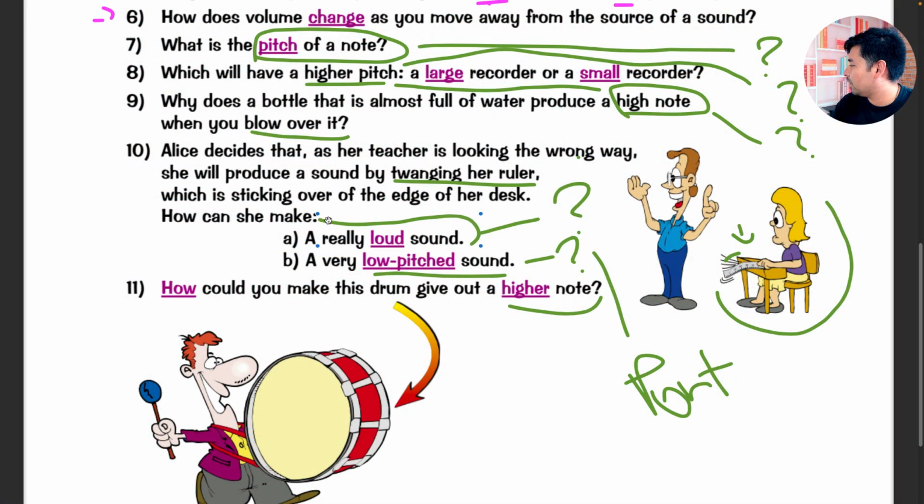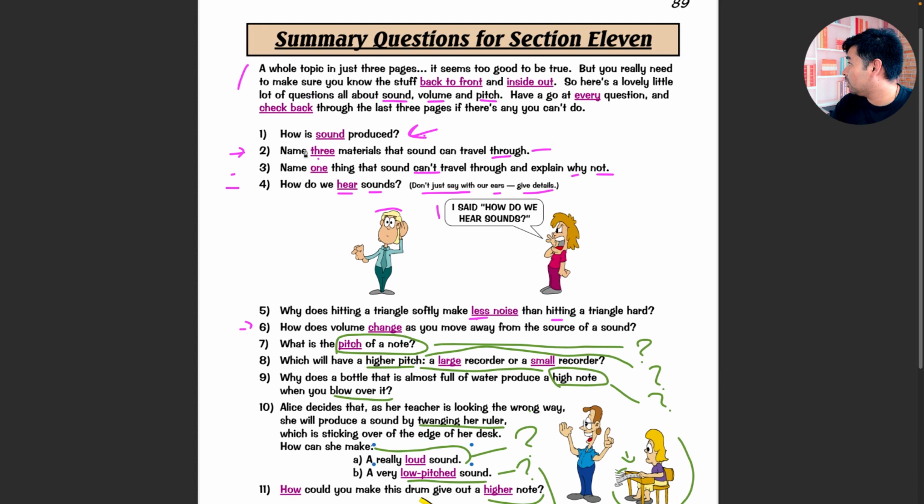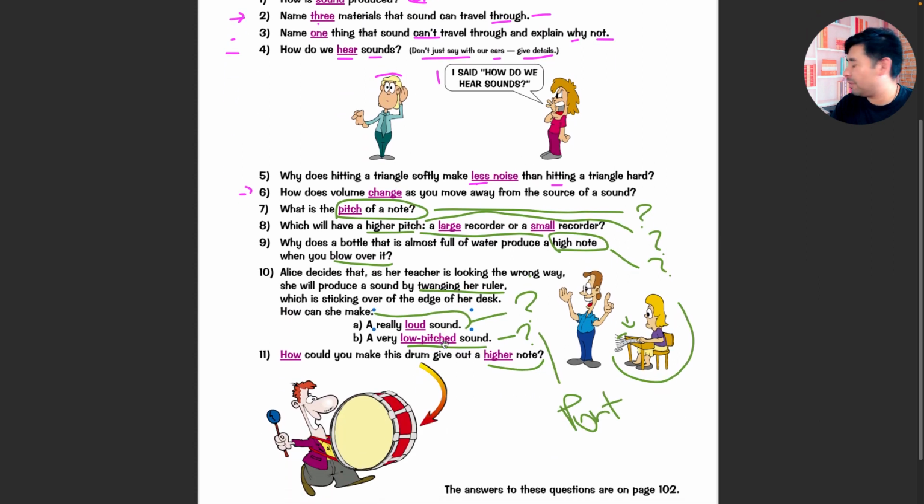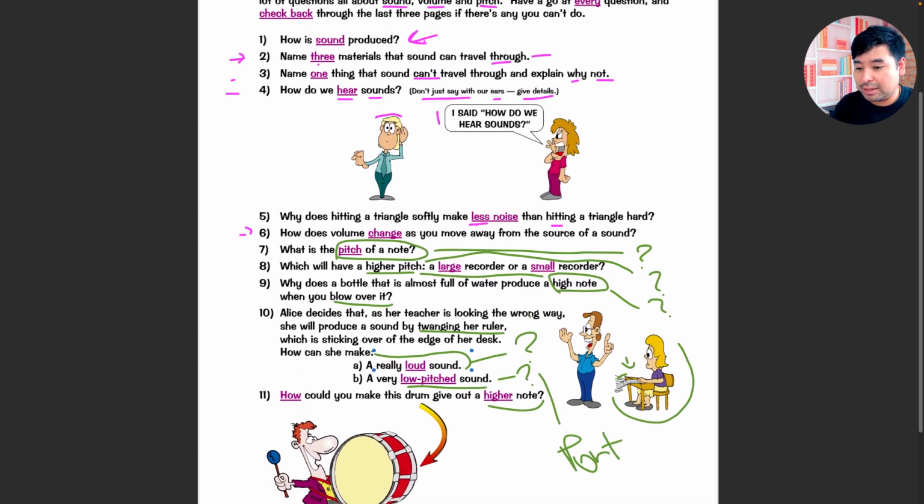So this is the questionnaire. These are the questions that you have to answer, all of them for me, okay? From 1 to 11, and that's it. And then let's go directly to the next part.